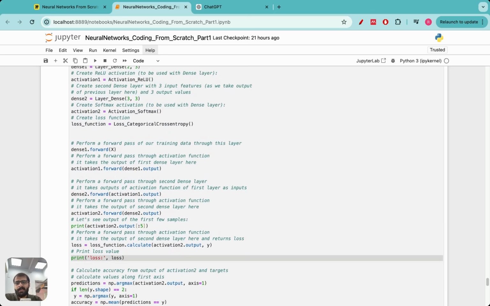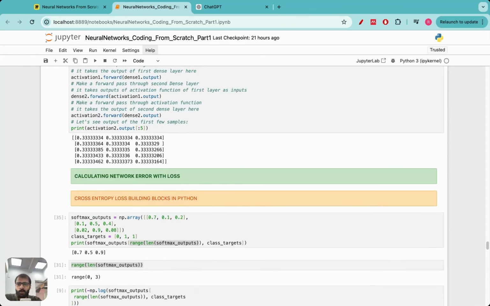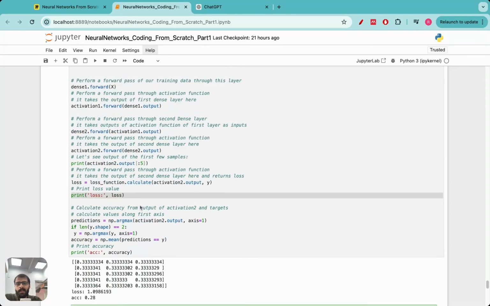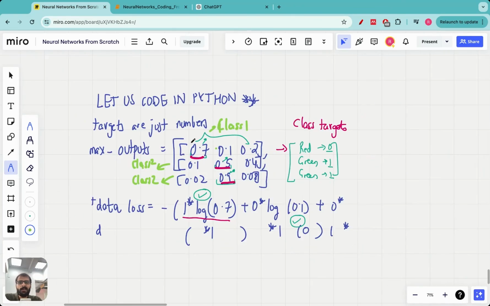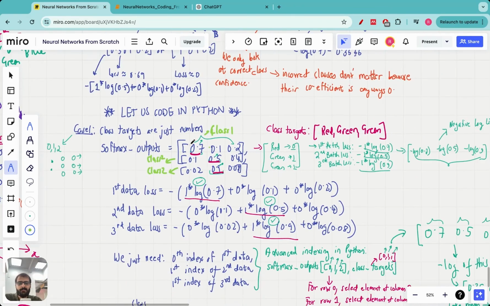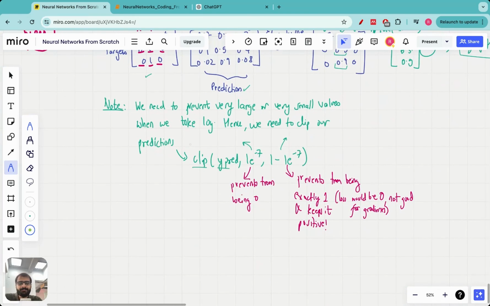So these are the two metrics which we have introduced in today's lecture. We have introduced the categorical cross entropy loss, and we have introduced accuracy as a metric. And I've shown you everything through code as well as through a theoretical foundation in a whiteboard format like this.